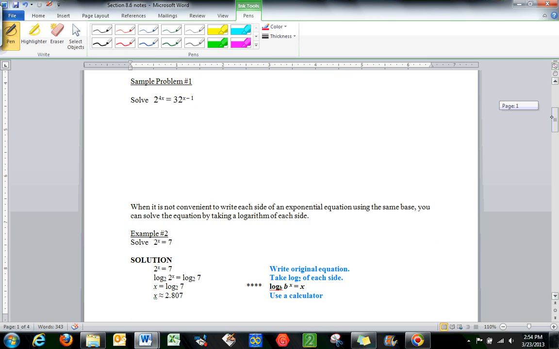So on sample problem 1, just go ahead and take some time now and see if you can figure out how to make the bases equal so that you can make the exponents equal.